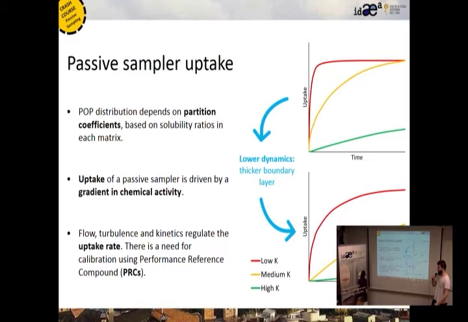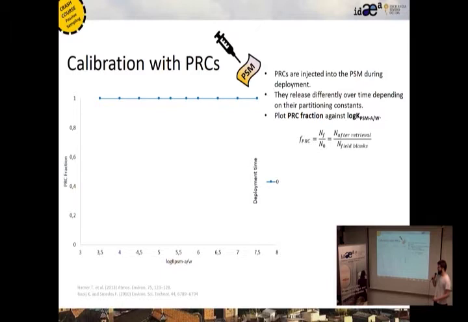But kinetics such as flow, turbulence, temperature, wind speed, etc., play a massive role, have a huge influence on these uptake rates. That's why we need to account for that. We cannot just assume that all passive samplers are sampling the same amounts of air or water in different locations at the same time. So to account for that, what we do is we calibrate the passive samplers using what we call performance reference compounds, or PRCs.